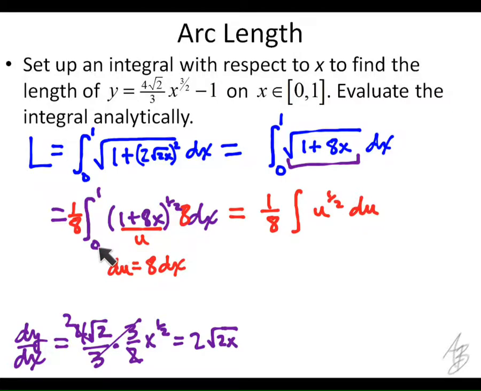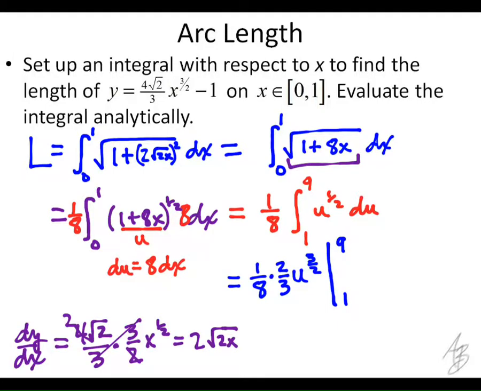If x equals 0, then what does u equal? 1. And if x equals 1, then what does u equal? 9. So we have 1 plus 8, that's going to give us 9. So I actually don't even need to worry about the x's anymore. I can evaluate this with just the u's. And so this is going to be 1/8 of the antiderivative of u to the 1 half, which is u to the 3 halves, and then 2/3 of that, times 2/3. And we're going to evaluate that from 1 to 9.